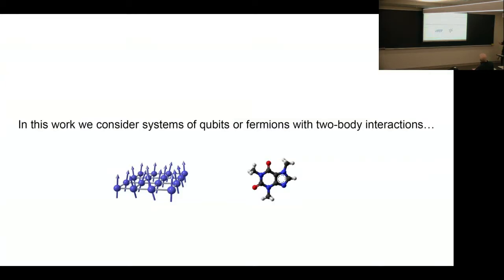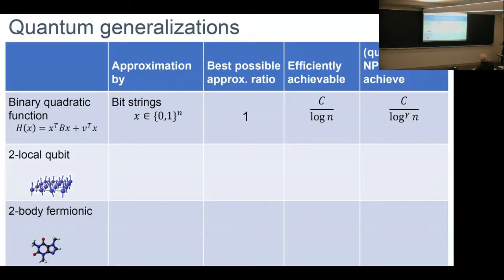So there's two different cases we want to consider. This is the table that I want to fill out in the rest of the talk. Here we have the classic case that we just discussed, binary quadratic functions. Here we're considering approximating by bit strings. Of course, that's not an approximation in this case. The best possible bit string achieves a ratio of 1.